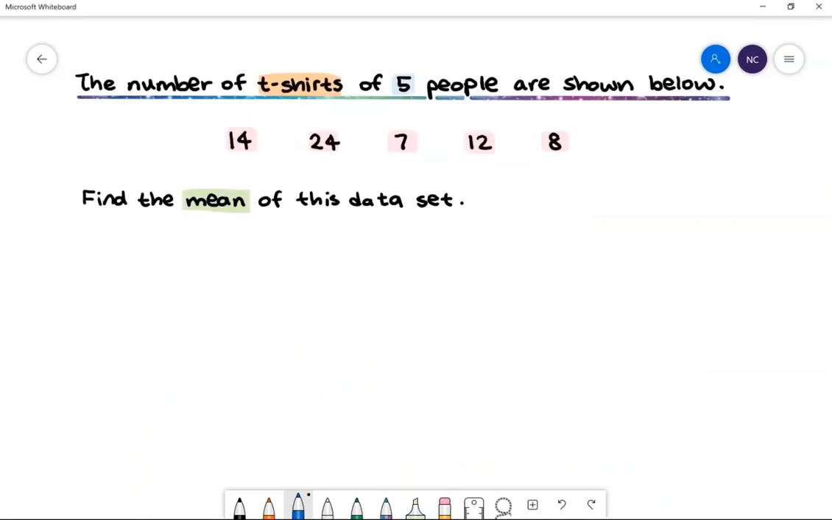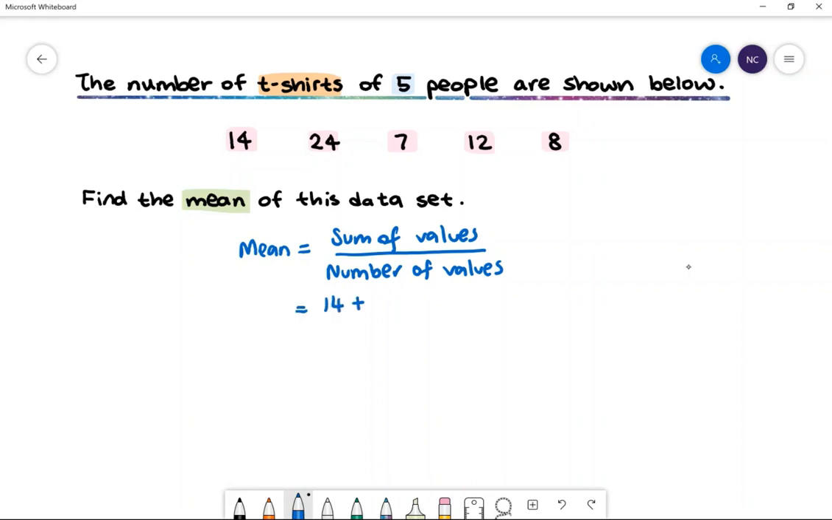Here is our first example. The number of T-shirts of 5 people are shown below: 14, 24, 7, 12, and 8. Find the mean of this dataset. To find the mean, we need to find the sum of the values, and we need to divide that by the number of values. The sum of the values will be 14 plus 24 plus 7 plus 12 plus 8. The number of values will be 5.